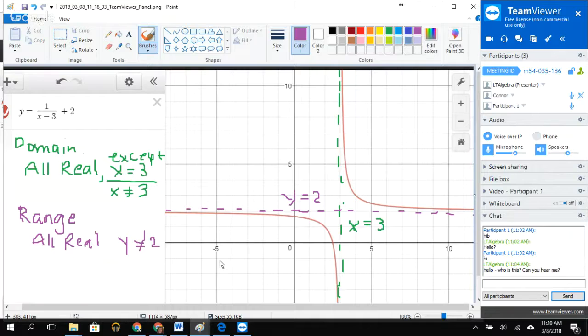Well, if I plug it in, it's 2 equals 1 over x minus 3 plus 2. Subtract 2 from both sides, and I get 0 equals 1 over x minus 3. So we get into this problem again: how am I going to find a value of x to equal 0? Because I have to be able to multiply by 0 to get it, and I'm dividing, and I can't ever divide by 0.